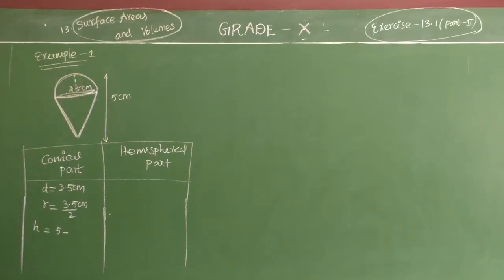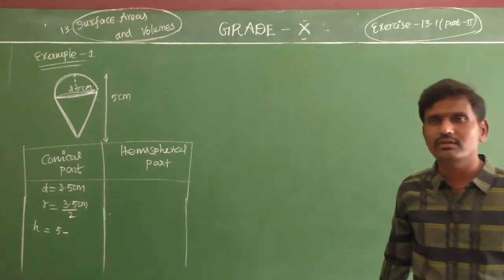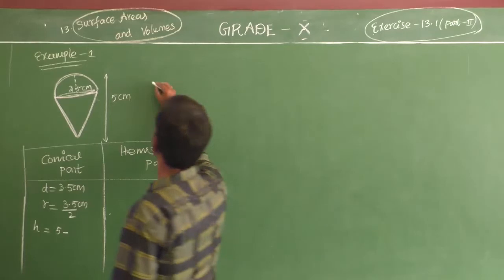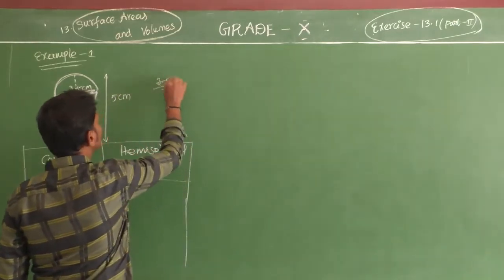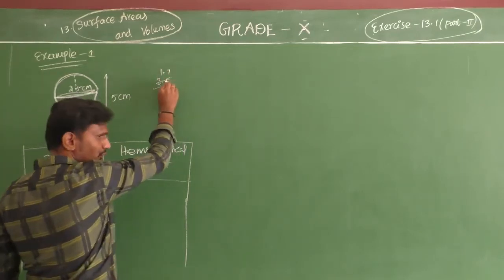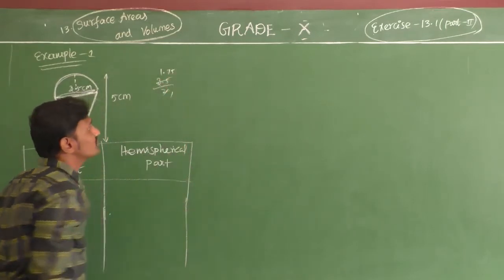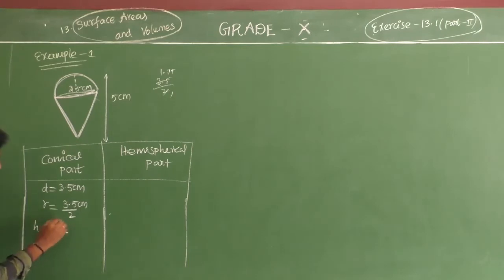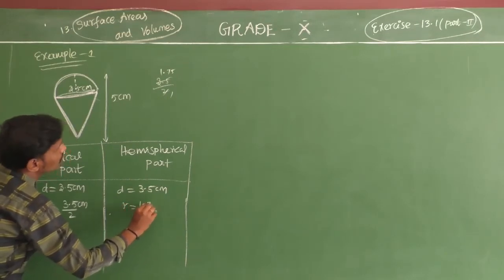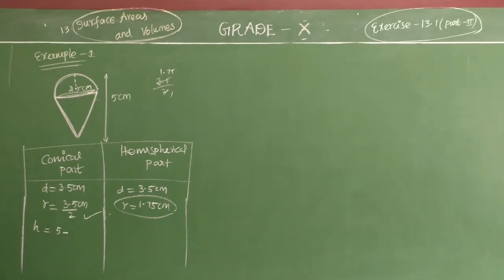Do you know the value of 3.5 by 2? What will come? 1.75, because 17 twos are 34, then 0.5. Otherwise divide 3.5 by 2: 1 twos are 2, take a decimal, the remaining 1. 7 twos are 14, so 15 you got. Remaining 1, add one more 0, 5 twos are 10. So here the diameter equals 3.5 centimeters and the radius equals 1.75 centimeters, or otherwise 3.5 by 2 centimeters.